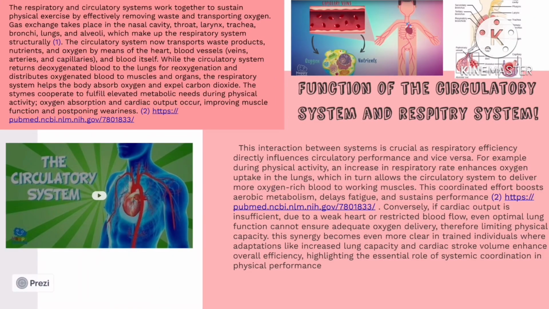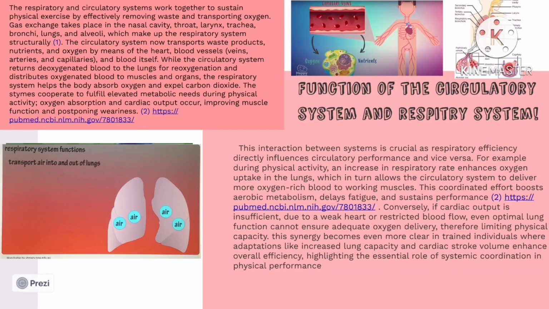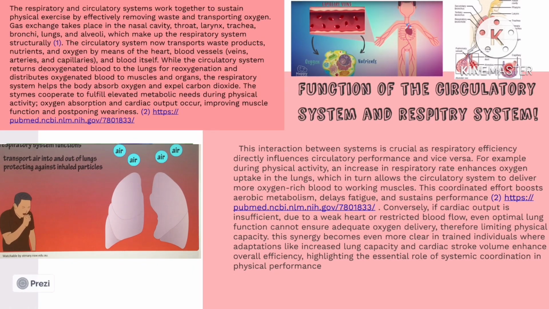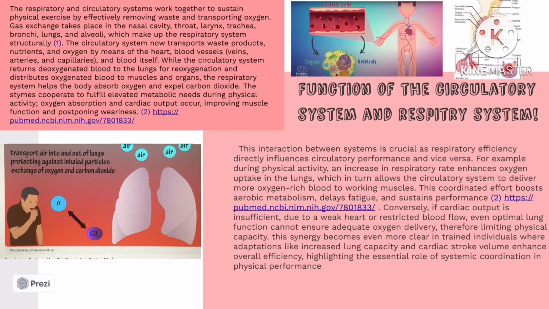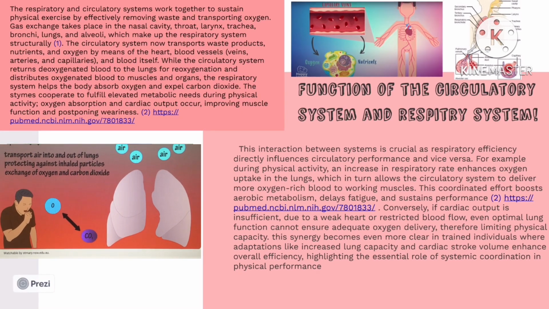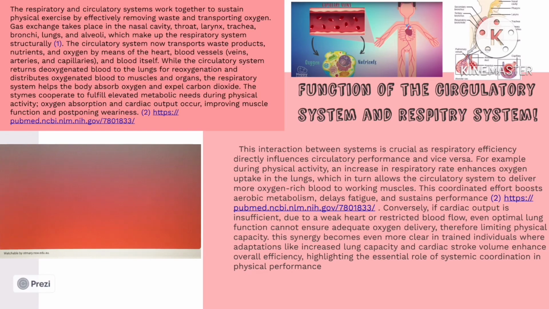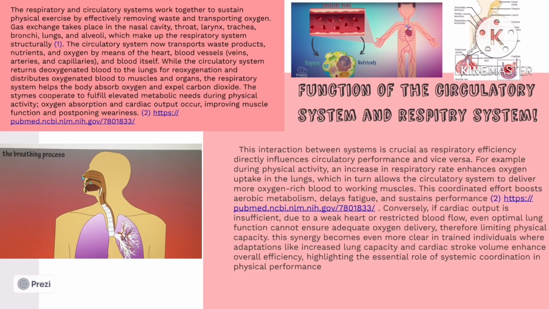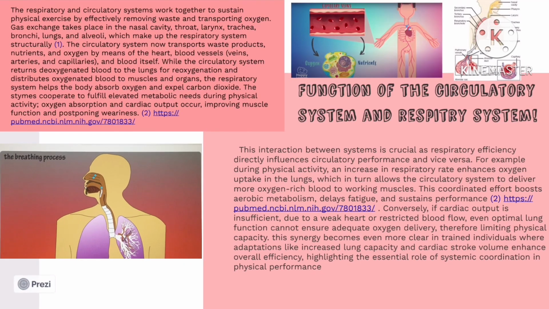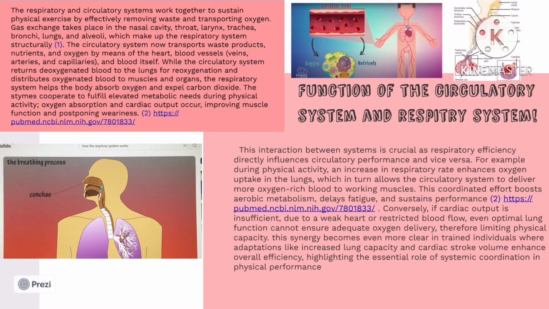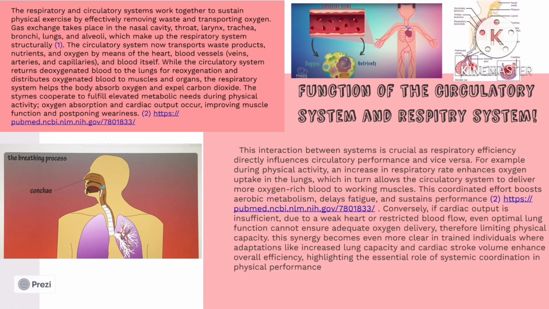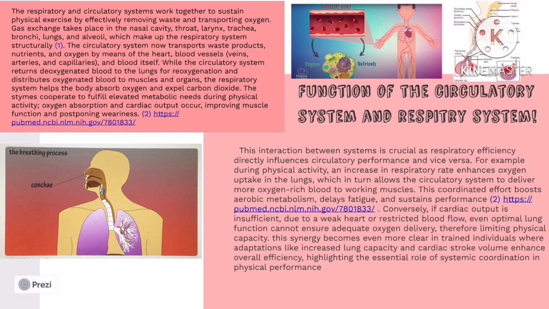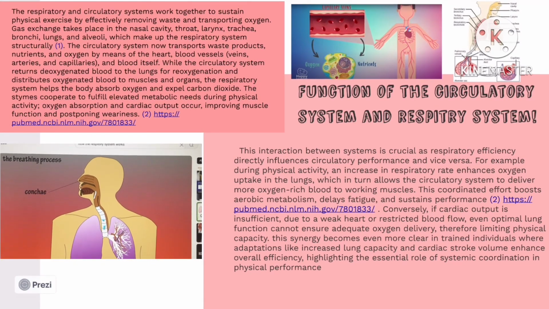Function of the circulatory system and respiratory system. The respiratory and circulatory systems work together to sustain physical exercise by efficiently removing waste and transporting oxygen. Gas exchange takes place through the nasal cavity, larynx, trachea, bronchi, lungs, and alveoli, which make up the respiratory system structurally. The circulatory system transports waste products, nutrients, and oxygen by means of the heart, blood vessels, veins, arteries, capillaries, and blood itself, returning deoxygenated blood to the lungs for reoxygenation and distributing oxygenated blood to muscles and organs.